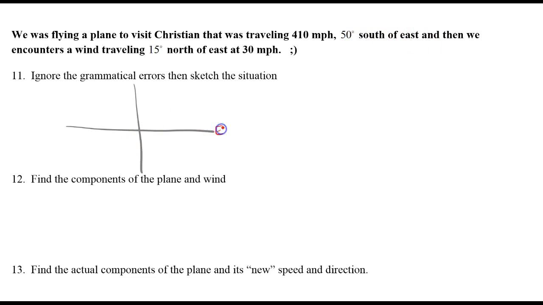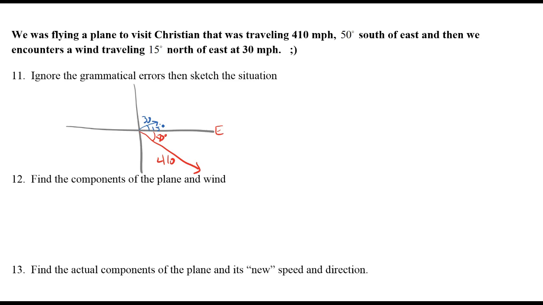So the east is here. I need to go south of that 50 degrees. That's a 50, and that is 410. We encounter a wind at 15 degrees north of east, so the wind is 15 north of east, so just a little angle, and it's just a baby vector. It's only going 30 miles an hour, and that is 15. Okay, so here's my picture.